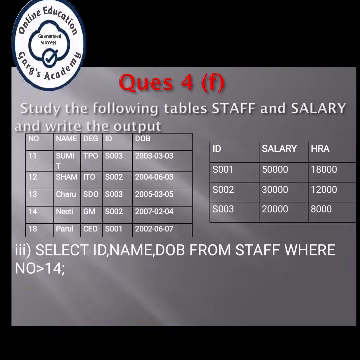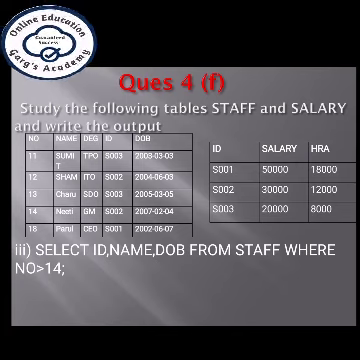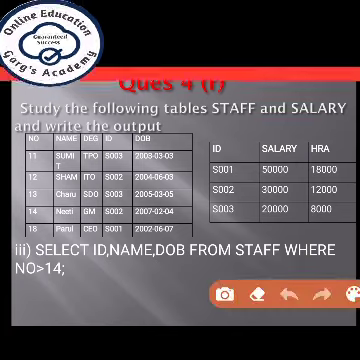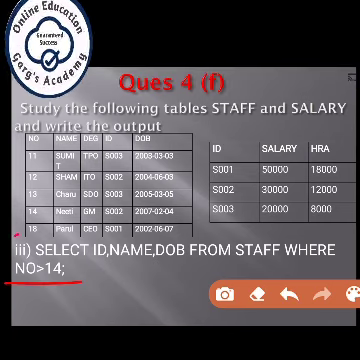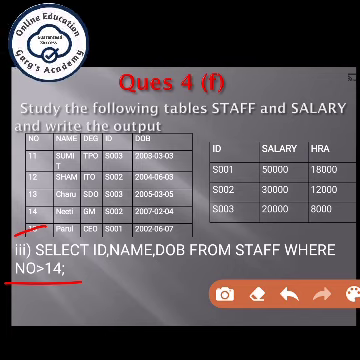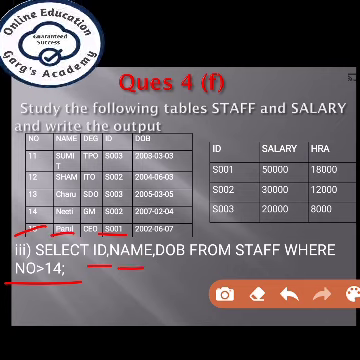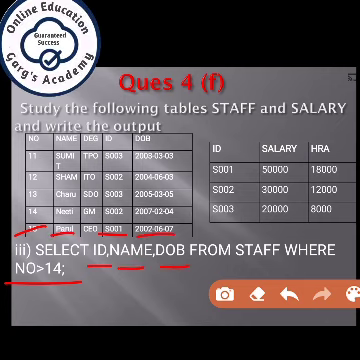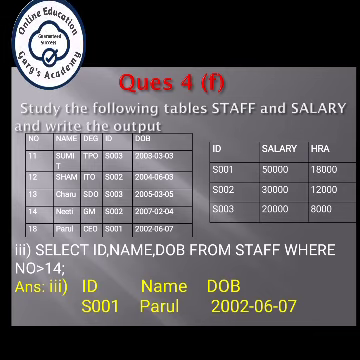Next question. SELECT ID, name, DOB FROM staff WHERE number greater than 14. So students, let's first check WHERE number greater than 14. There is only one record, that is Parul. Now what you have to write? ID is S001, then name is Parul, then date of birth is this one. So very simple, easy question. Simply it will be the output.